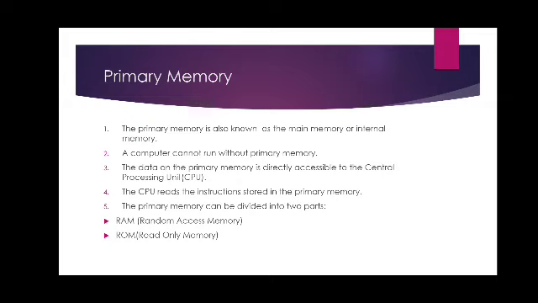The data on the primary memory is directly accessible to the central processing unit. Means the data in the primary memory is directly given to the CPU. The CPU then reads the instructions we give, stores them in the primary memory and executes them as and when required. When we require it, the CPU makes the primary memory available to us. The primary memory is again classified into two types.